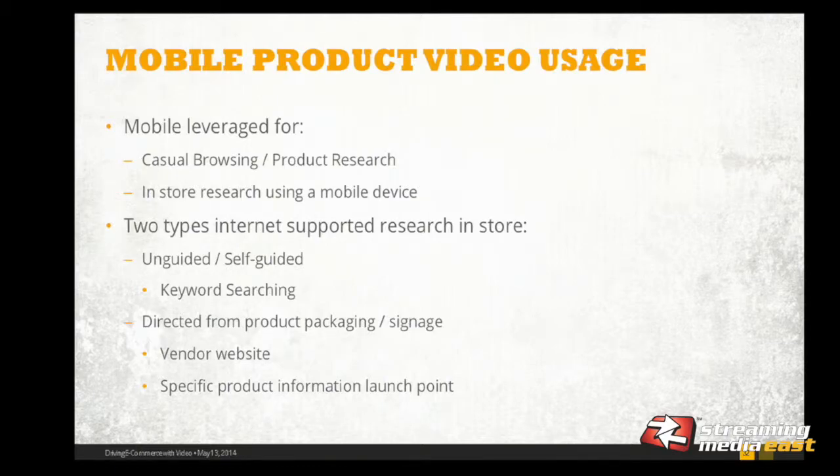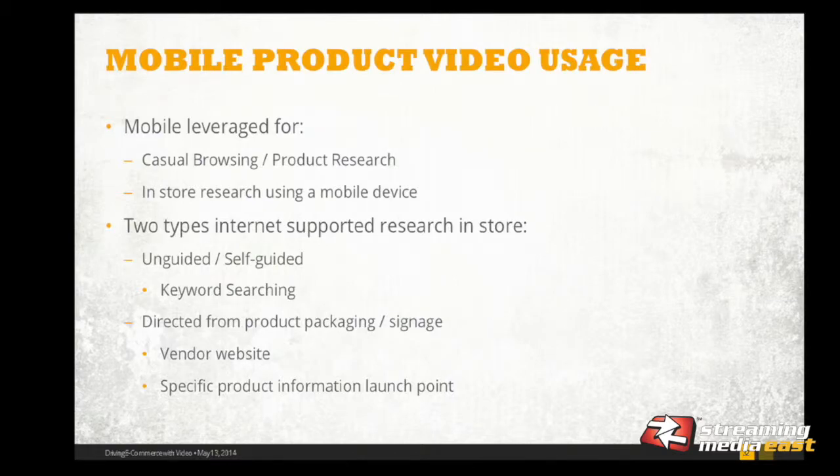So they want to keep your eyeballs on their site rather than let you go to another site, okay? And they want to make it easy for you to do so. We'll look at a fail on that, though, in a minute. What we find is that there's two types of internet-supported research in the store, specifically. There's the unguided or self-guided. This is, I do a keyword search. I'm looking for a printer. I might pull up DeskJet, and I just do a keyword search in Google or the like, or my favorite search engine on my phone.